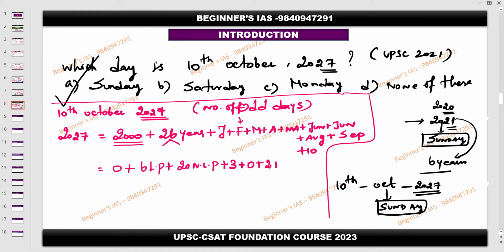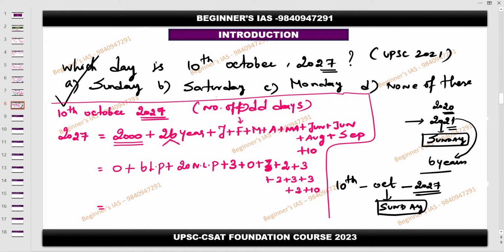March contains 3. April contains 2. May contains 3. June contains 2. July contains 3. August contains 3. September contains 2. Then 10.